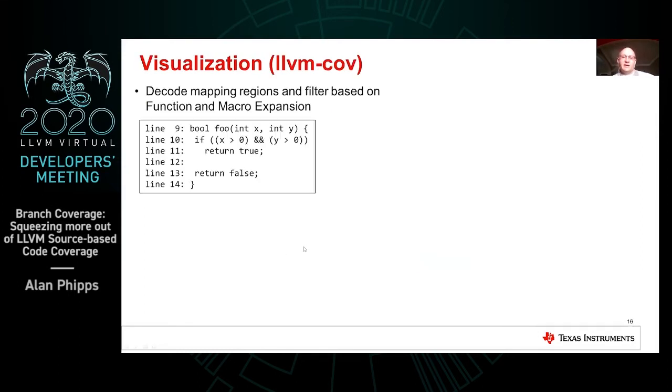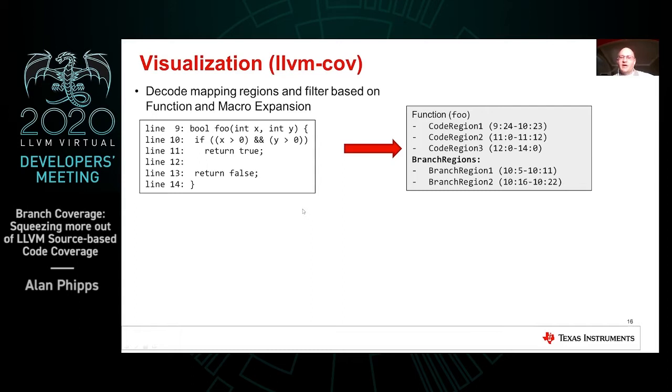Ultimately, what LLVM cov sees, based on the initial source, is a list of code regions and branch regions, and it's going to sort them like this. So I've got a separate list containing the branch regions associated with this code section here. If you recall from our example, there are 2 conditions in function foo. So I've got 2 branch regions for each of those, and then the various code regions.